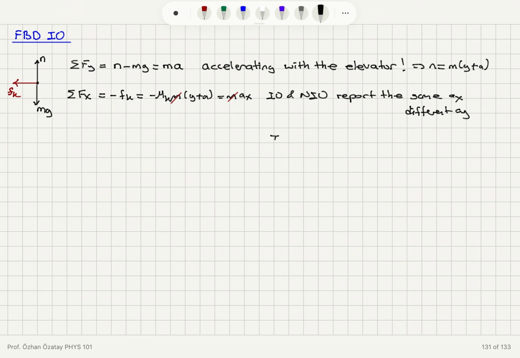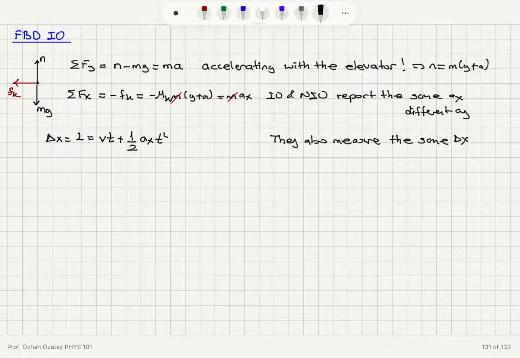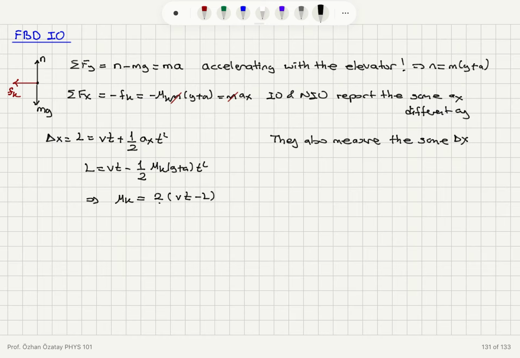Okay, and the distance traveled, they also measure the same delta x. Why? Because the acceleration is on the y-axis. So delta x, the distance traveled L, is equal to, starting from speed v, vt plus 1 over 2 ax t squared, where ax is minus mu k (g plus a). It is vt minus 1 over 2 mu k (g plus a) t squared. That is L. So we get the same answer. Mu k must be equal to 2 times (vt minus L) divided by (g plus a) t squared.